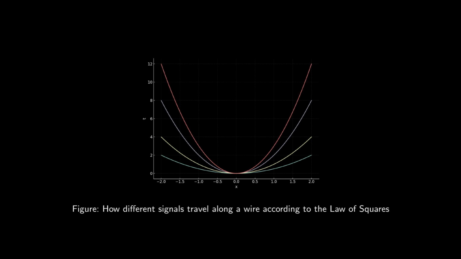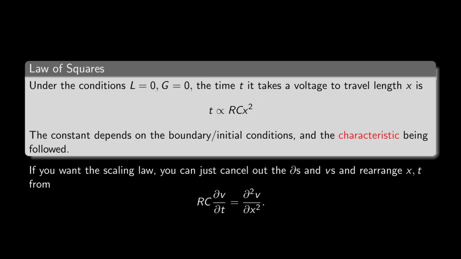For telegraphers, this means that the farther you are from the origin, the longer the beeps you hear become. So instead of beep beep, it might be beep beep. And so for any curve t proportional to rc x squared, we are going to be tracking the same characteristic curve. Also, if you want a really janky justification for the law of squares, just take the diffusion equation and cancel out the d's and the v's, and rearrange. This is only rigorous in that it tells us that the scaling law is correct.